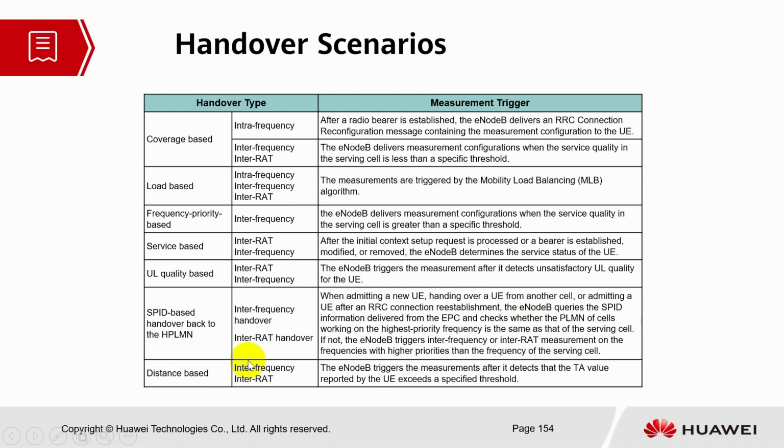Distance-based handover is for inter-frequency and inter-RAT. The eNodeB triggers the measurement after it detects that the timing advance value reported by the UE exceeds a specific threshold. Only then will it decide on the distance-based handover. So there are many kinds of handover scenarios here.